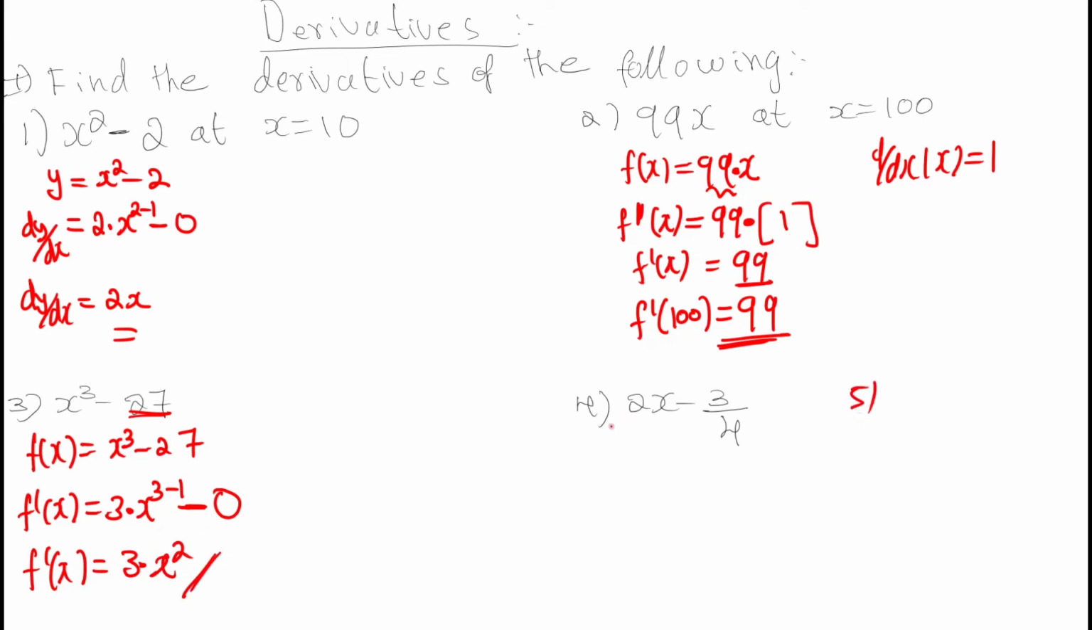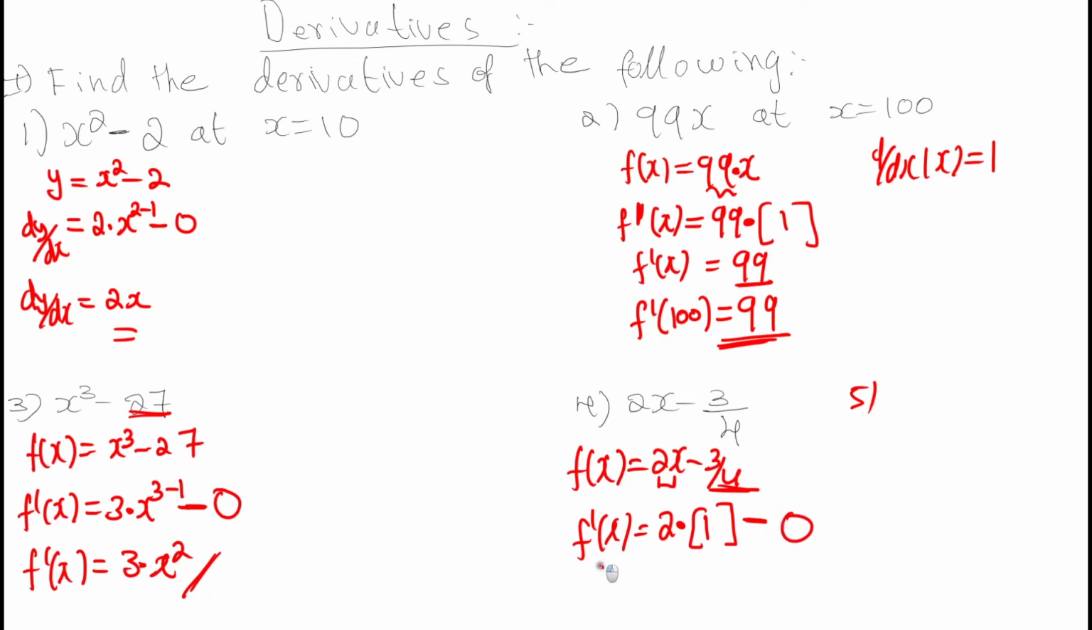Next, 2x minus 3 by 4 is there. So take f of x is equal to 2x minus 3 by 4. f dash of x is equal to, see, in the first term 2 is multiplied with x. So 2 into what is the derivative of x? Derivative of x is 1, minus, see here there is no x in the second term. So the derivative of the constant term, that is 3 by 4, is equal to 0. So f dash of x value is equal to 2 into 1. Its value is equal to 2 itself.